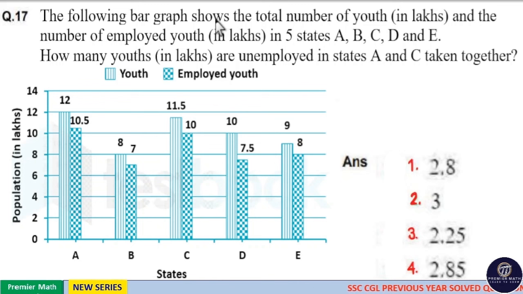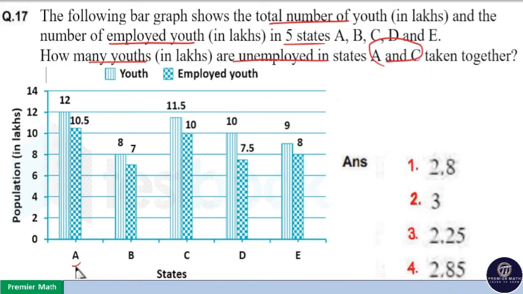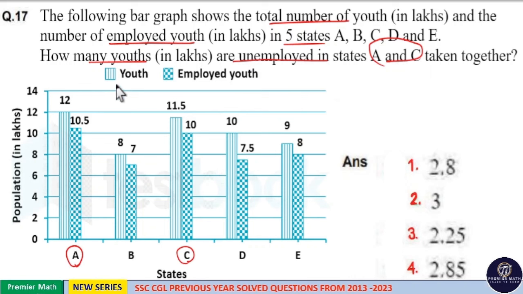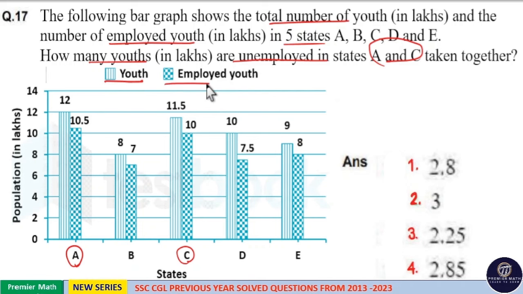The following bar graph shows total number of youth in lakhs and the number of employed youth in lakhs in 5 states A, B, C, D and E. How many youths are unemployed in state A and C taken together? Here this is state A and this is state C. Now, one bar represents total number of youth and another bar represents number of employed youth in that state.